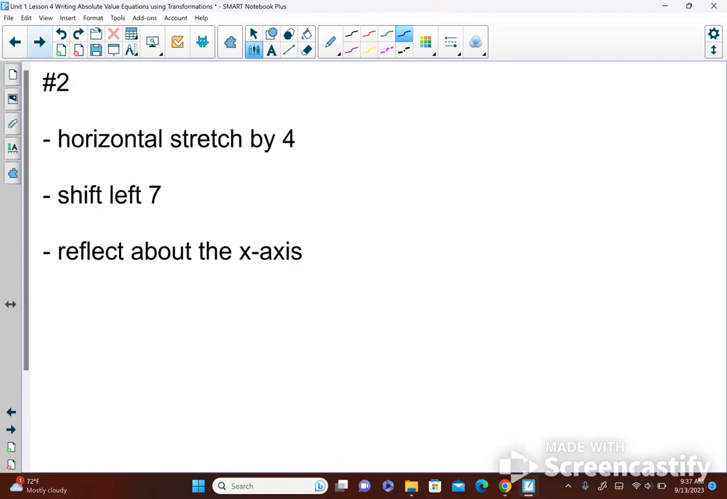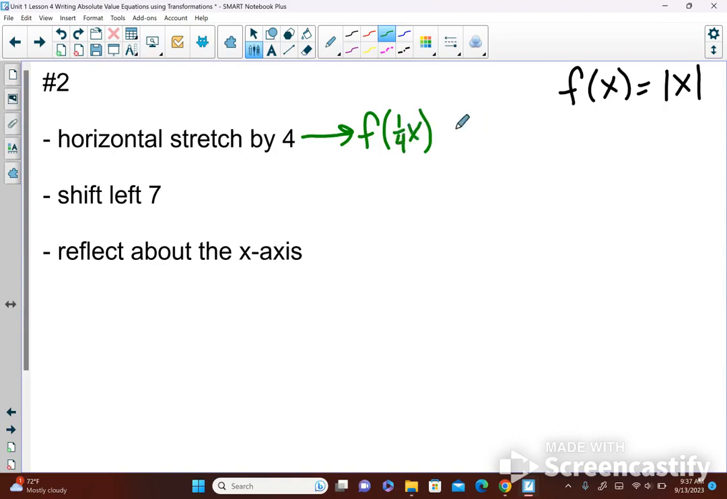Number 2, we're starting with the same parent. So I'm going to write the parent over here, f of x is equal to the absolute value of x. A horizontal stretch by 4. This is the same transformations as example 1, just in a different order to look at what would happen. Because remember, when we're writing absolute value equations from transformations, we have to work in the order the transformations are given to us. So a horizontal stretch by 4, function notation is f of 1/4 x. That notation says replace x with 1/4 x.